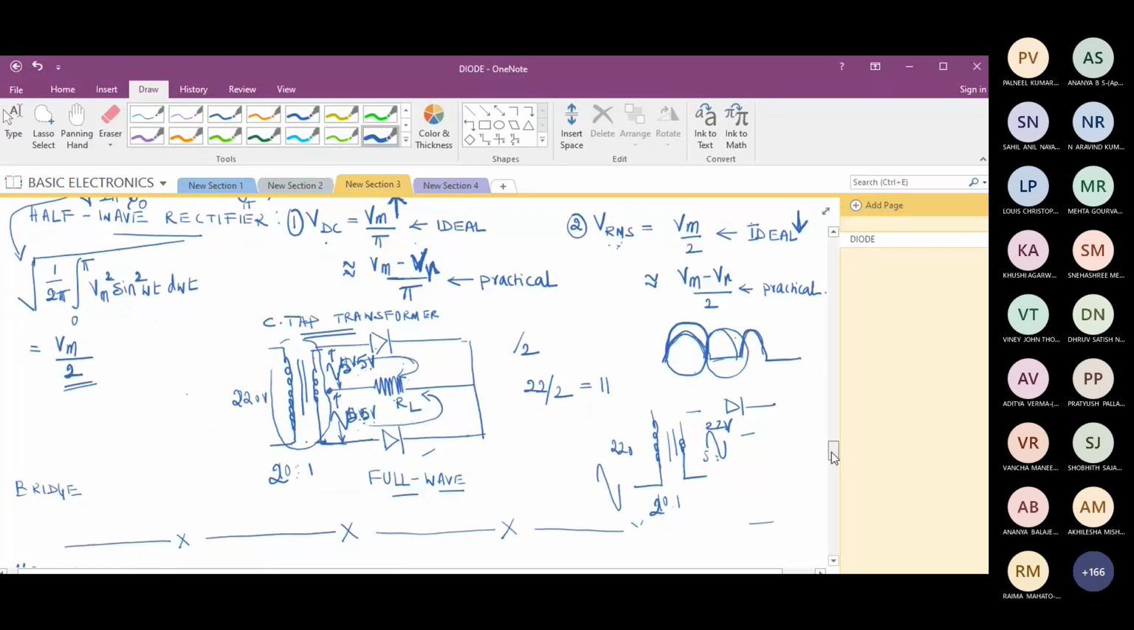In this case, can you analyze this circuit? I'll erase all these things so that you can easily analyze this. Again, I will take any one of the cycles, the positive half cycle. Tell me what happens during the positive half cycle?